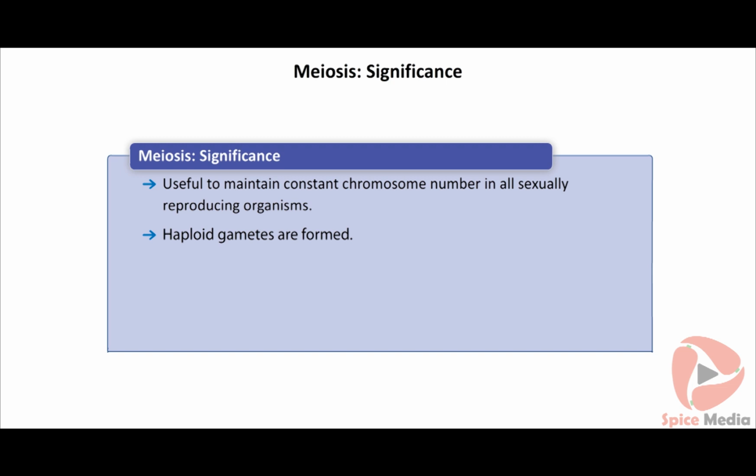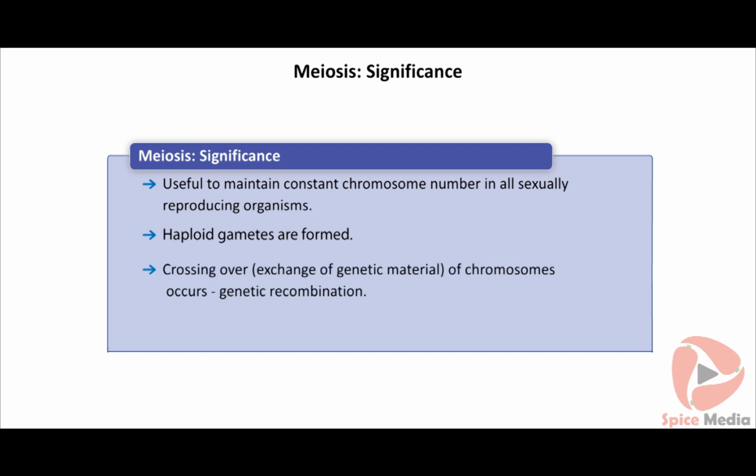which gives rise to an adult organism, which again undergoes meiosis during the formation of gametes. As a result of meiosis, crossing over of chromosomes occurs. This process plays a very important role in the exchange of genetic material between 2 individuals of a species. This event is more popularly known as genetic recombination and plays an important role in the evolution of species.